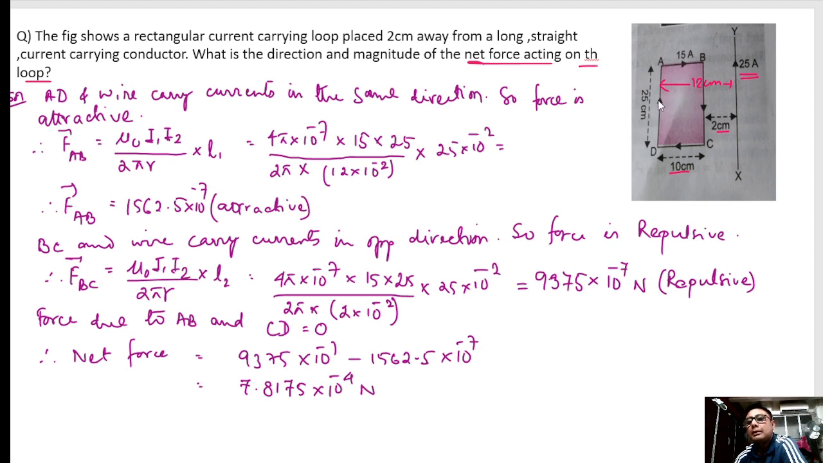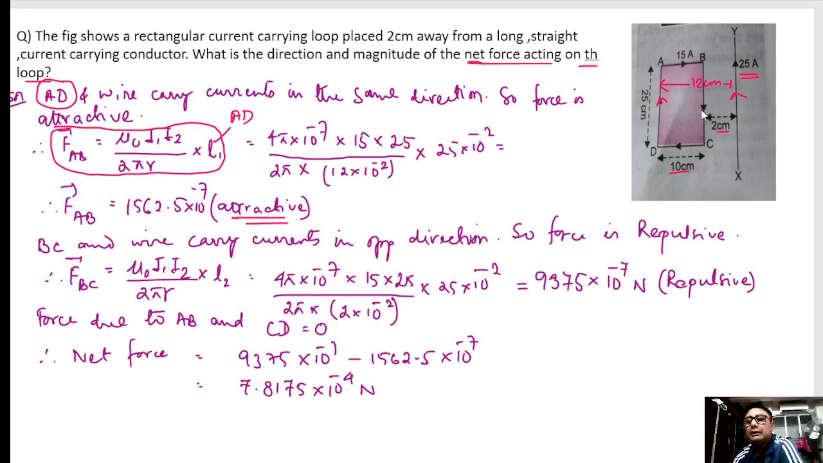So first of all, if I take due to AD, AD is carrying current in this direction and XY is carrying current in this direction. So these two forces will be attractive forces and the distance will be 12 centimeter. So this is the formula of the force between two wires. L1 is the length of AD. So putting the values, we calculate this force, which is attractive because current is flowing in the same direction.